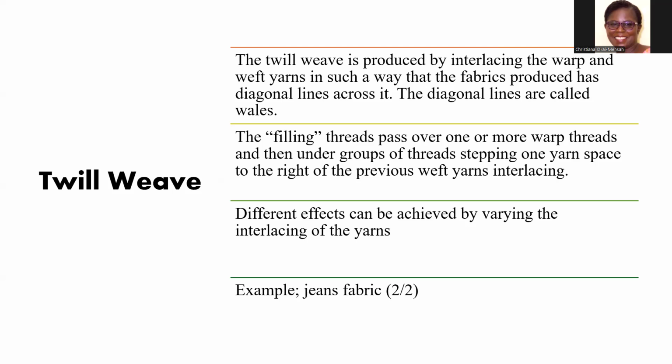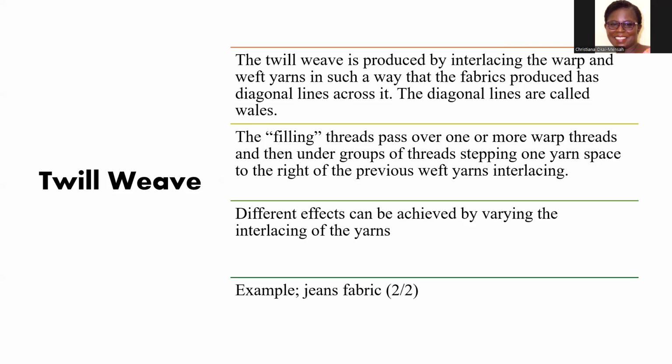You step one yarn space. When you move to the right, you step one yarn space. You demonstrate it right now, to the right of the previous woven yarn interlacing. So different effects can be achieved by varying the interlacing of the yarns. So we are going to just use 2/2.